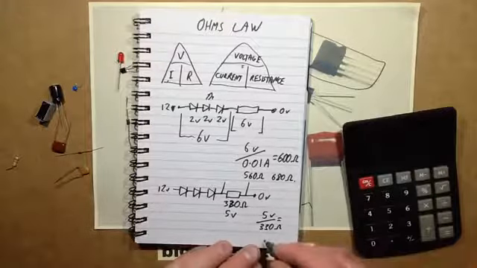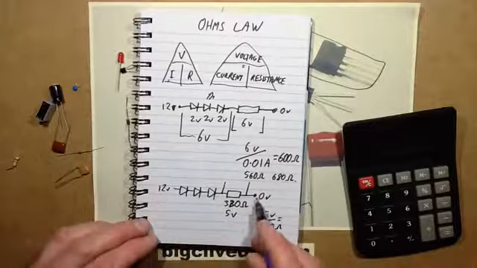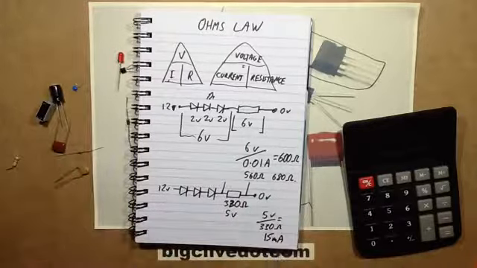So the answer is, it's drawing about 15 milliamps. The 15 milliamps is passing through that circuit. So it's useful to be able to do it that way.